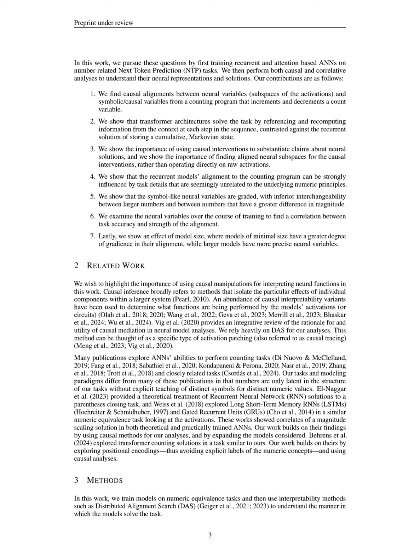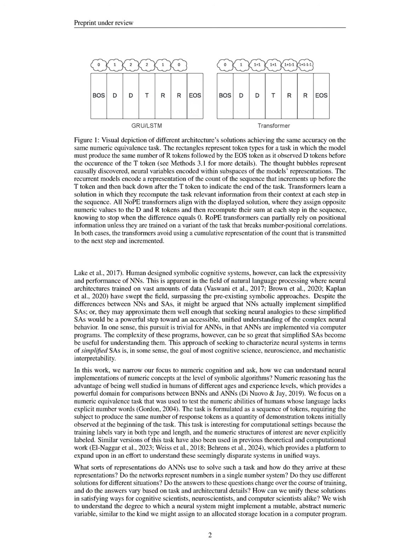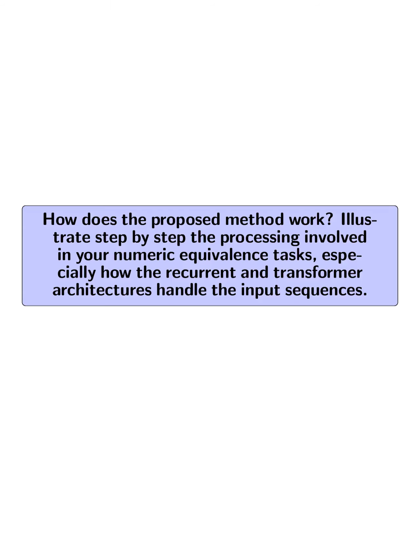We focus on causal alignments between neural variables and symbolic variables from counting programs, revealing that recurrent models develop a count-up, count-down strategy, while transformer architectures utilize context-based solutions. Our findings demonstrate that the alignment of neural representations with symbolic algorithms can vary based on task details and model architecture, providing insights into the nature of numeric reasoning in both biological and artificial systems. Ultimately, this work contributes to a unified understanding of numeric cognition by characterizing neural systems in terms of simplified symbolic processes. How does the proposed method work?